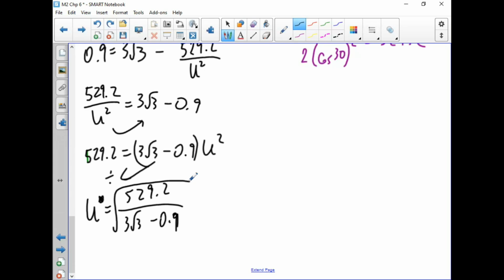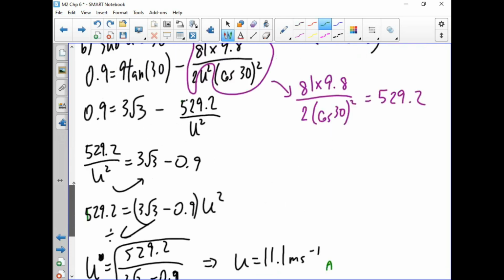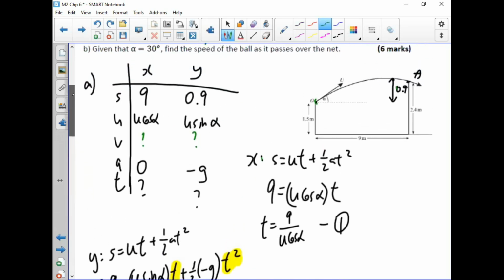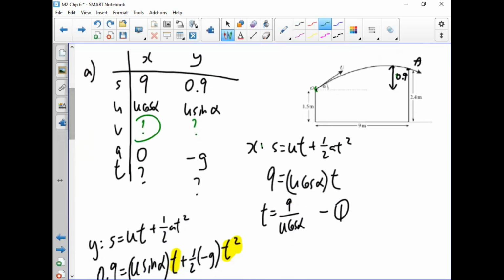Now, I don't think I have to say it. You have to put it in a calculator, and when you have got the answer, store it in the calculator, because you're going to use it. So u, if you're doing it here, you should get u equals 11.1 meters per second. Now, I'm going to store it in A. All right. But that's not all we need. That is what we need, but that is not all we need because we need Vx and Vy.